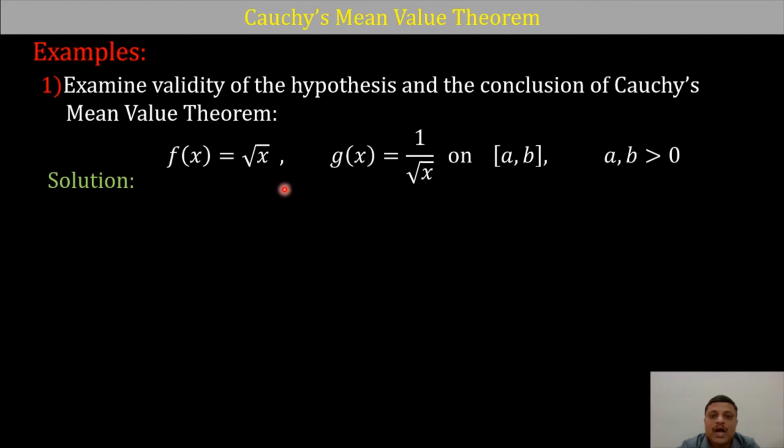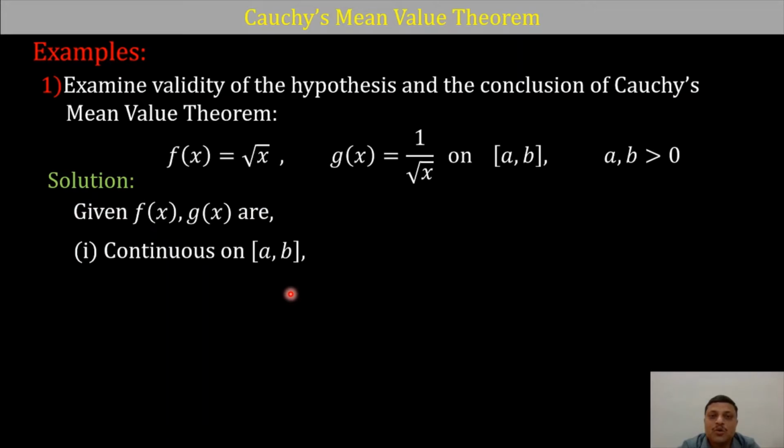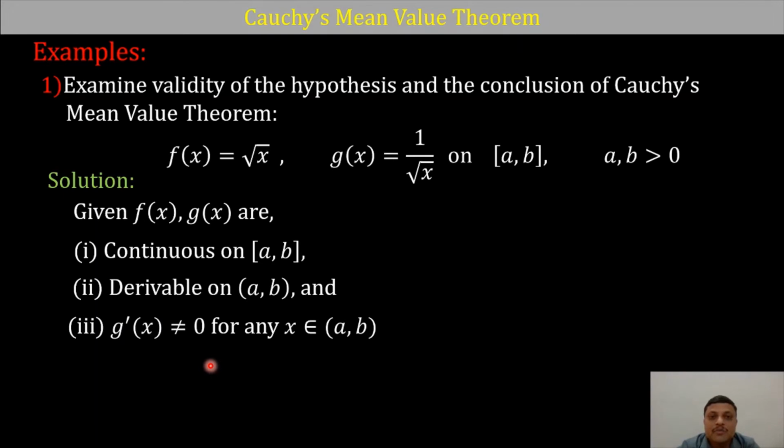Solution. Now, as both the functions are algebraic functions and a, b are taking positive values, they must be continuous on the closed interval [a, b], differentiable on the open interval (a, b) because they are taking positive values, and this g dash of x does not take the value 0 for any x belongs to the open interval (a, b), right?